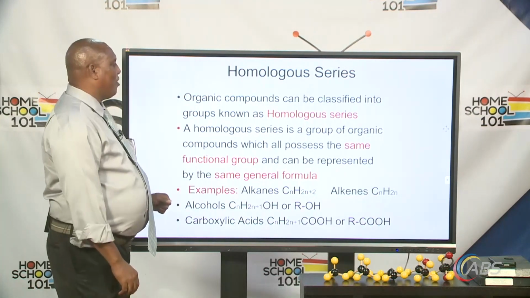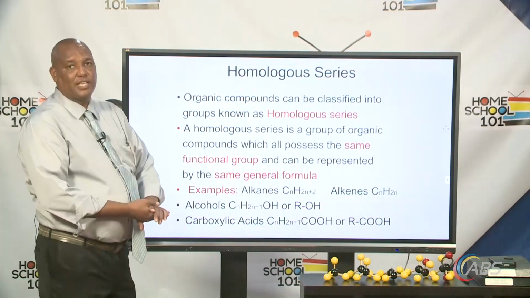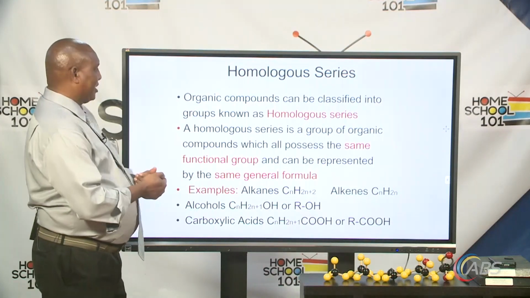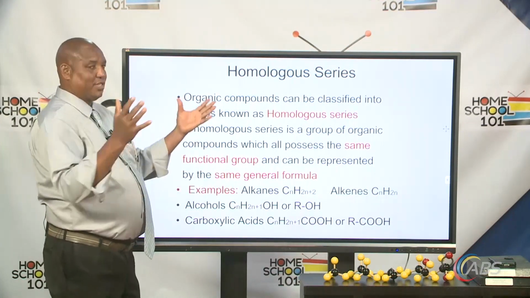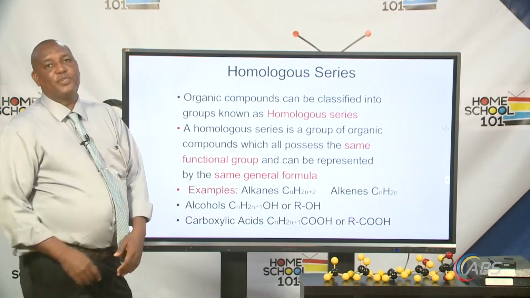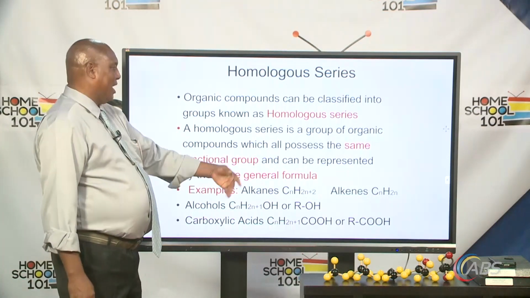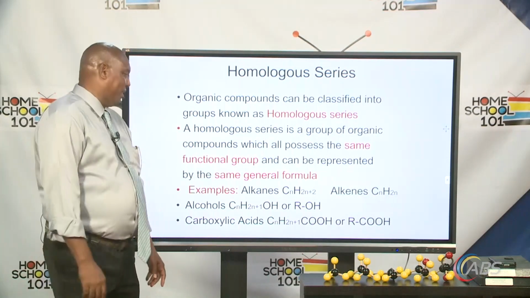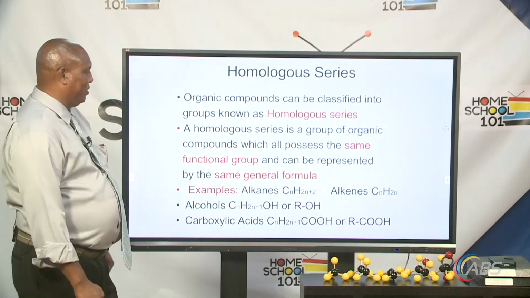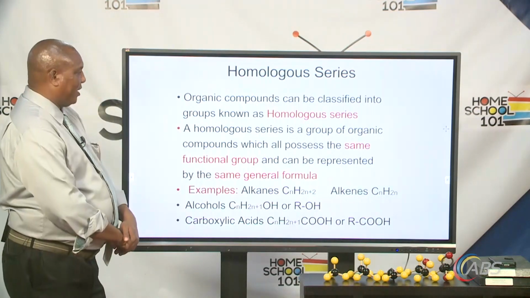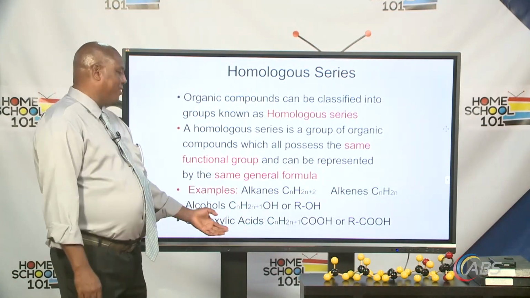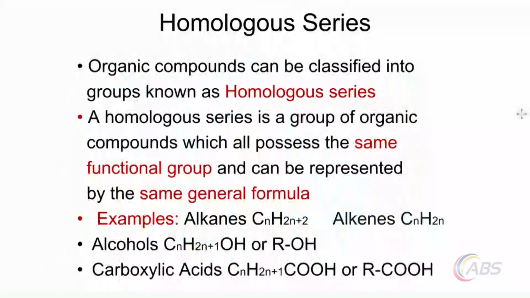Right, now organic compounds can be classified into groups, as we said, known as homologous series. The homologous meaning in the same family. So homologous series, homo, same. Logos, the same story, the same family. A homologous series then is a group of organic compounds which all possess the same functional group and can be represented by the same general formula. Some examples, as we said before, would be alkanes, CnH2n plus 2, alkenes, CnH2n, alcohols, CnH2n plus 1 OH, or carboxylic acid, CnH2n plus 1 COOH.